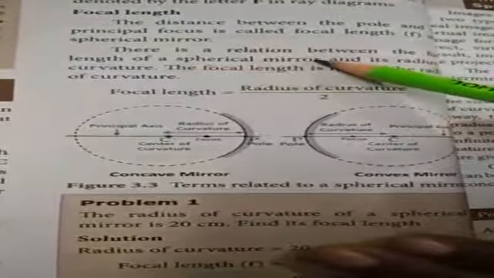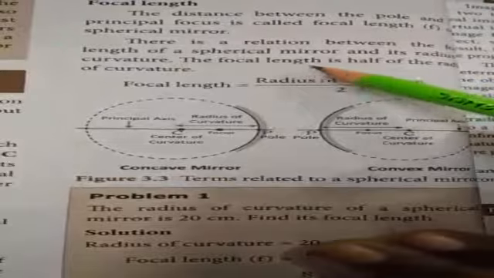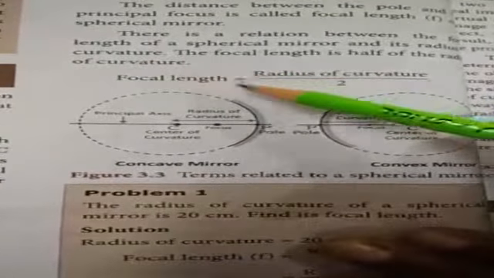Focal length. The distance between the pole and the principal focus is called the focal length of a spherical mirror. There is a relation between the focal length of a spherical mirror and its radius of curvature. The focal length is half of the radius of curvature. So it can be given as focal length f = R/2, radius of curvature divided by 2.